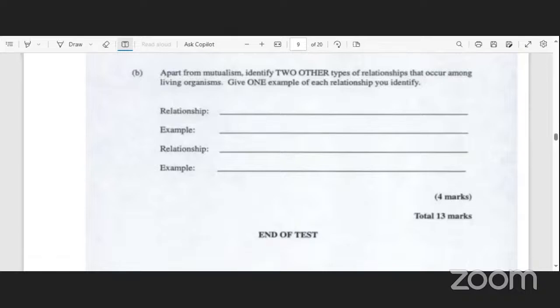All right. So next part, apart from mutualism, identify two other types of relationships that occur among living organisms. Give one example of each relationship you identify. So give me the next two types of relationship and give examples for each. So if we say commensalism, give me an example of a relationship with commensalism.